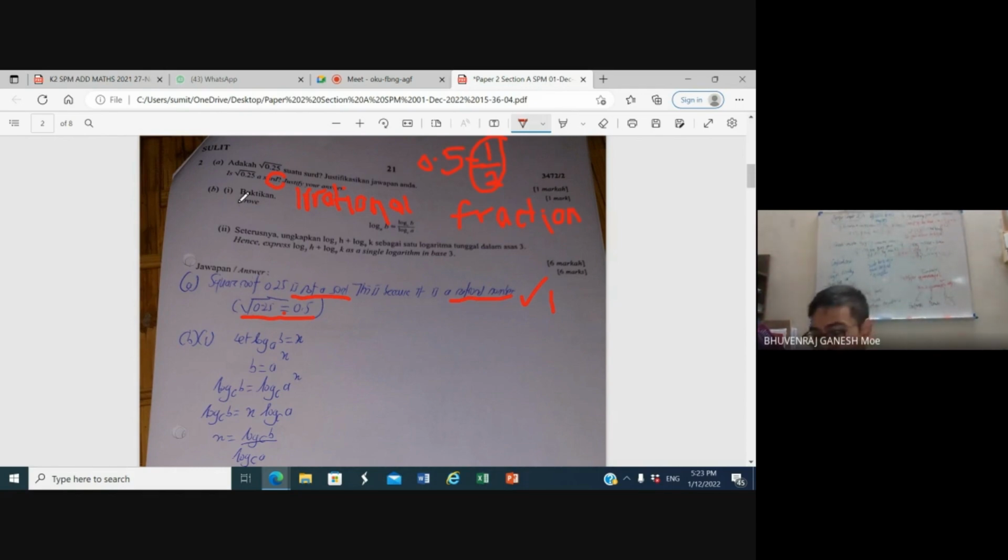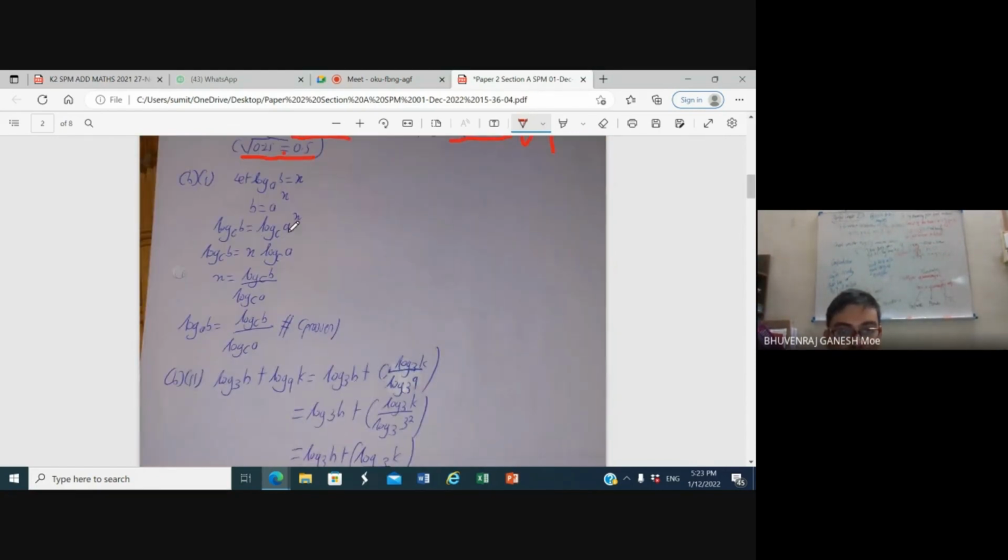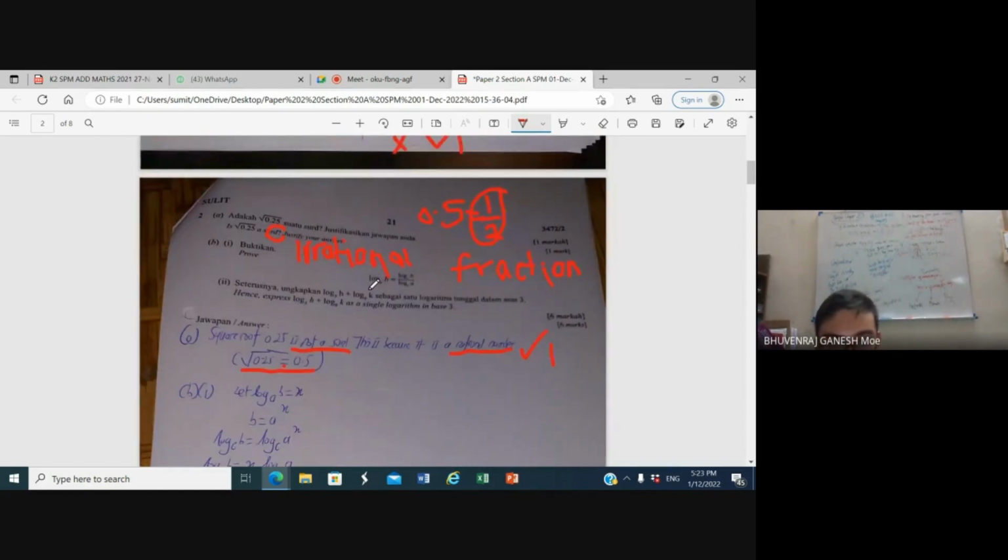B1, proving of log. So this one, how many marks? Let me see. This one is 3 marks for B1, 3 marks for B2. So total you get 6 marks. So now they ask to prove, right, log AB is log CB over log CA. This is one of the rules of log. So what you need to know is to be familiar with the laws of logarithms, okay? So this is one of the rules where you want to switch the base A.